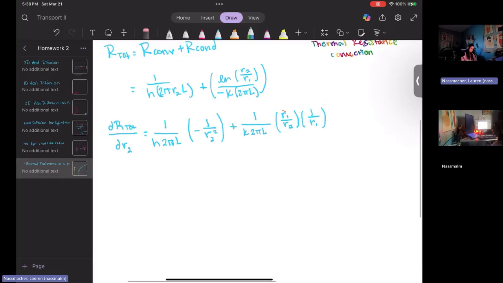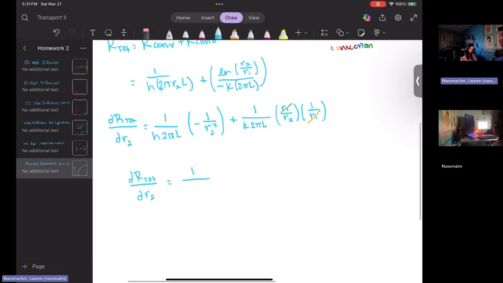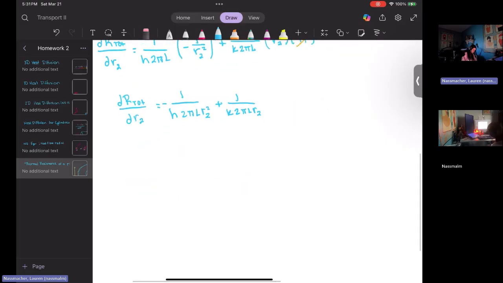Canceling out some of these terms, such as r1, we get that the derivative of R total with respect to our second radius is equal to negative 1 over our coefficient multiplied by 2 pi L r2 squared, plus 1 over our thermal conductivity multiplied by 2 pi L r2.